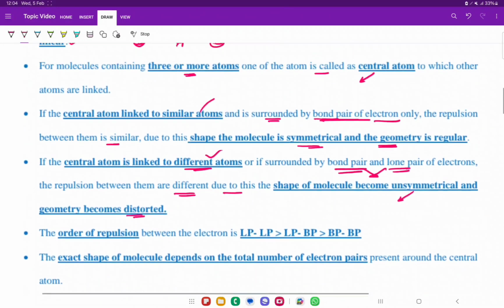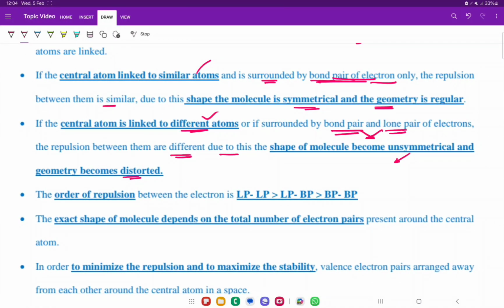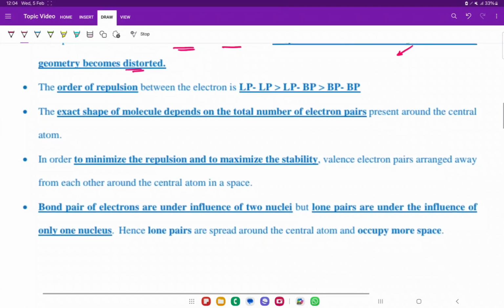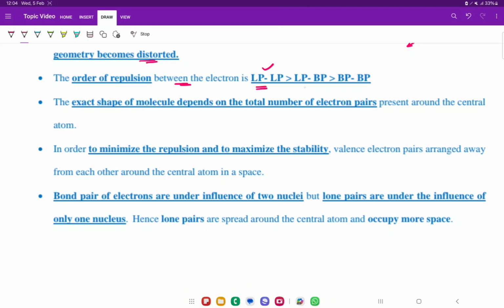If there are two electron clouds, the shape is always linear, but when there are three or more, and all of them are bond pairs, then the geometry is regular. But if some are bond pairs and some are lone pairs, then the geometry gets distorted. The order of repulsion or distortion between the electron clouds depends on the repulsive interaction of the electron clouds. The strongest repulsion is between lone pair and lone pair, then lone pair and bond pair, and the least between bond pair and bond pair. Since lone pairs have maximum repulsive interaction, they try to arrange themselves at the farthest distance from each other. So when the shape and geometry of a molecule are formed, due to the repulsive interaction of lone pairs, the molecule tries to arrange the lone pairs at the farthest distance from each other.